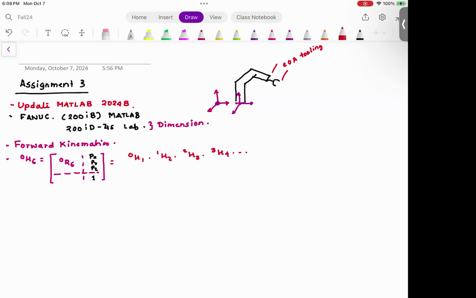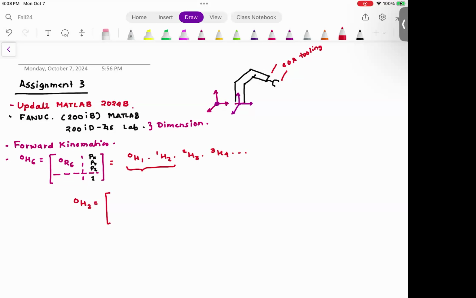You agree with me? Now, if your forward kinematics answer is not matching, the first step you should take is to find out 0H2. You should find out 0H2. What would 0H2 give you? 0H2 is going to give you 0R2, and it is going to give you Px, Py, and Pz for the second frame. Do you agree with me?